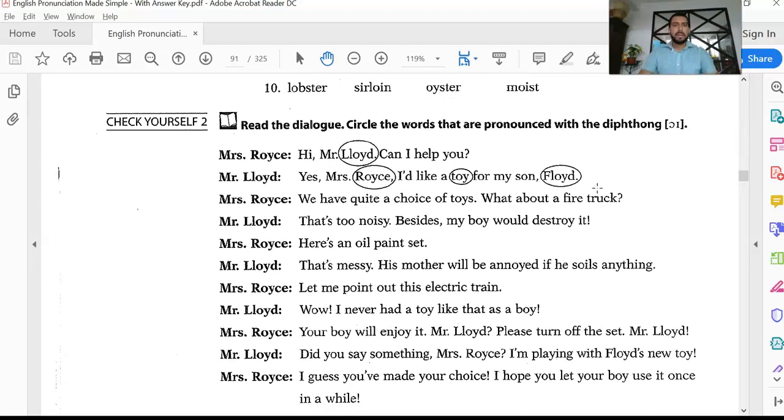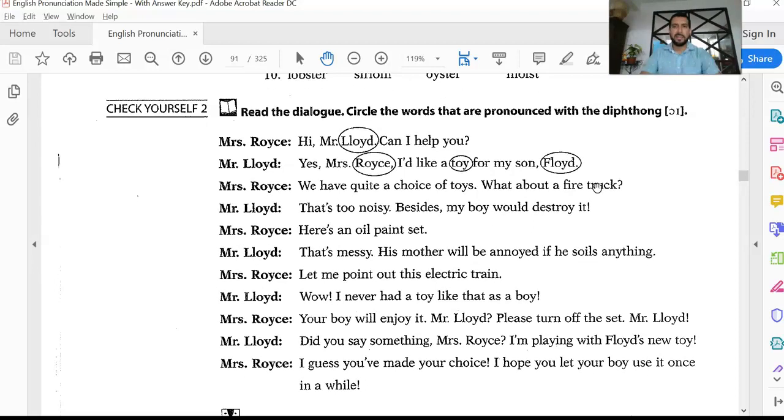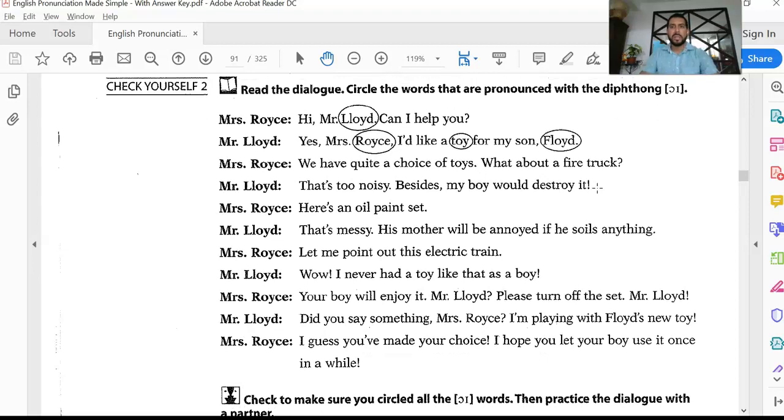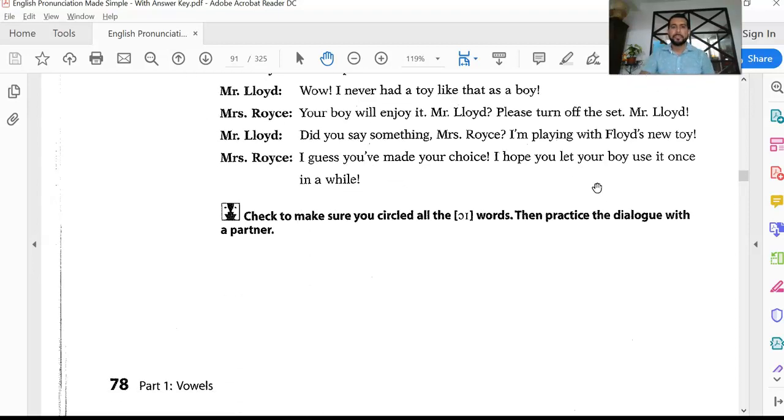So you have a dialogue. Mrs. Roy says, "Hi, Mr. Lloyd. Can I help you?" And then Mr. Lloyd says, "Yes, Mrs. Royce. I'd like a toy for my son, Floyd." So go ahead and read the rest, circling all the words pronounced with the diphthong oi.